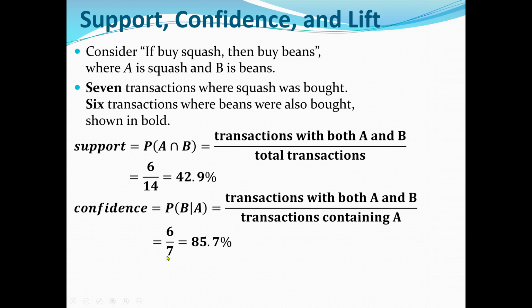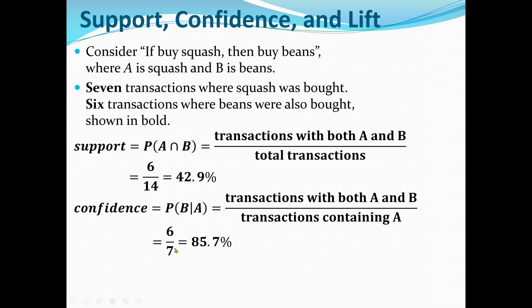Now, if we have another example saying that when a customer buys beans, he also buys squash, the confidence can change, because this time it's going to be A giving B instead of B giving A. But support will be the same because support means A and B. So A intersect B, A and B together, whether it's B and A together or A and B, it's the same amount. So support will be the same.